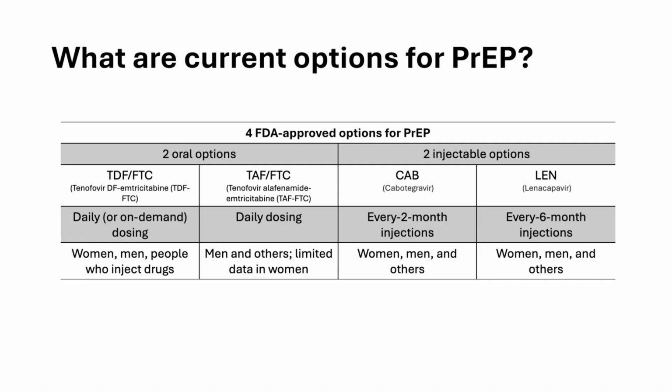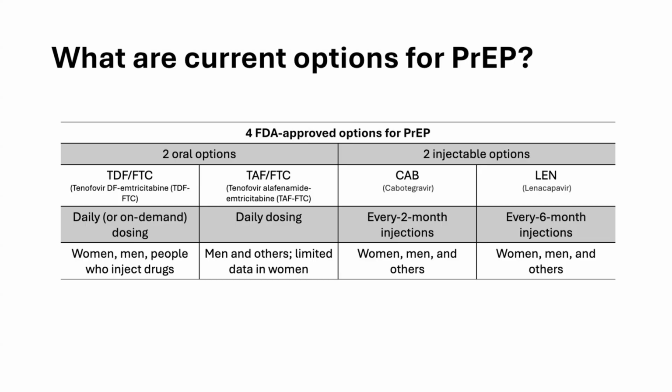So TDF-FTC has been shown to work in women, in men, and in people who inject drugs. TAF-FTC, however, has been primarily studied among men, and data are very limited in women. When this drug was approved by the FDA, people who have receptive vaginal sex were excluded from the approval because of a lack of data in that population.